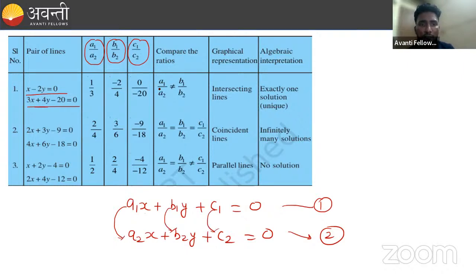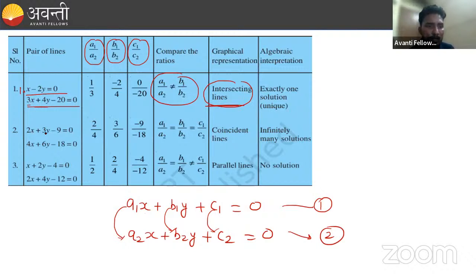So if A1 by A2 is not equal to B1 by B2, then we can say that both lines will definitely intersect. Okay, it means it is an intersecting line. You can see here A1 is 1 and B1 is 3, here minus 2 divided by 4. So 1 by 3 is not equal to minus 1 by 2, which means that the lines are intersecting.